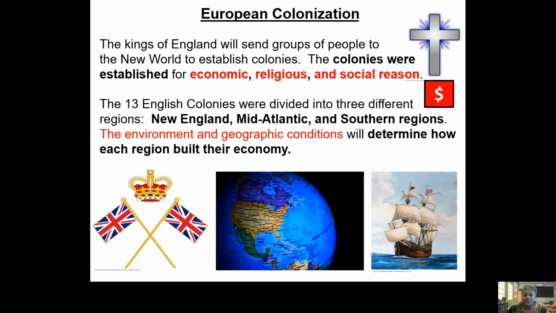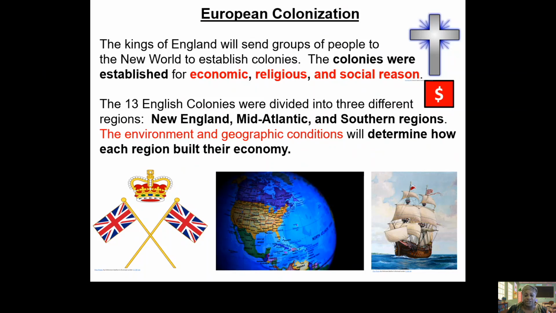There are different kings who lived in England, and they will decide to send groups of people to the New World to establish colonies. Now, these colonies were established for different reasons, such as economic, religious, and social reasons. There will be a total of 13 English colonies, and these colonies are located on the Atlantic coast of North America. These colonies will be divided into 3 different regions: the New England region, the Mid-Atlantic region, and the Southern region, all part of the 13 colonies.